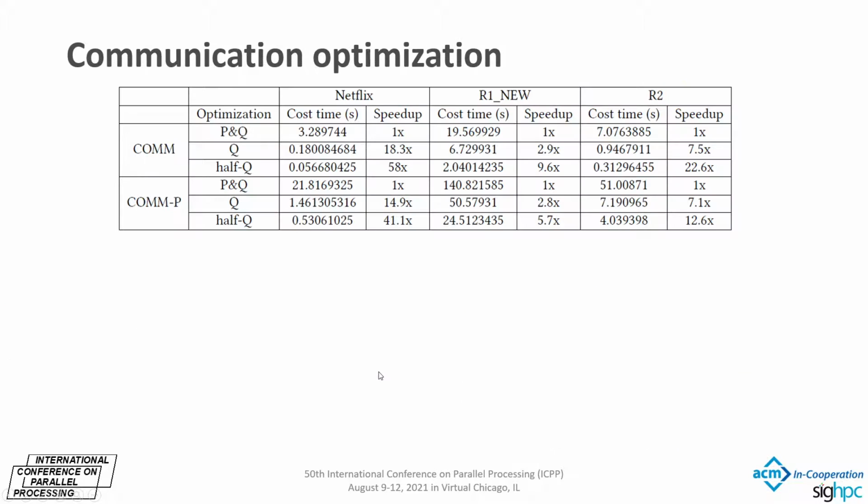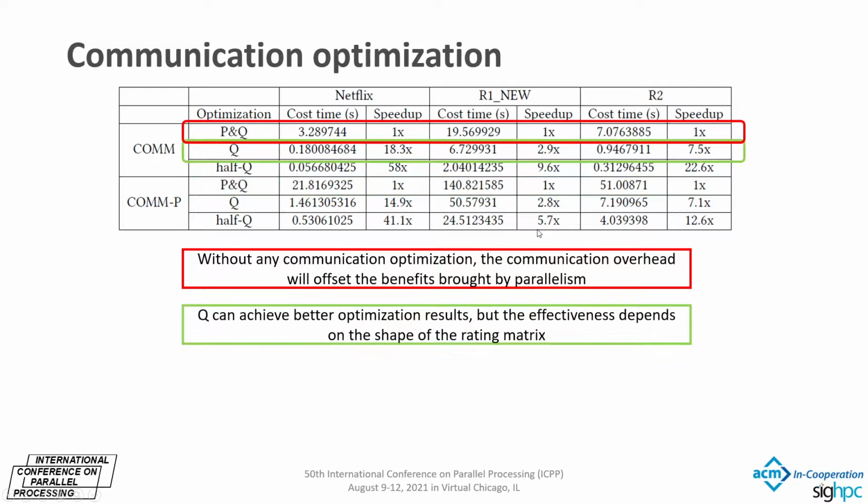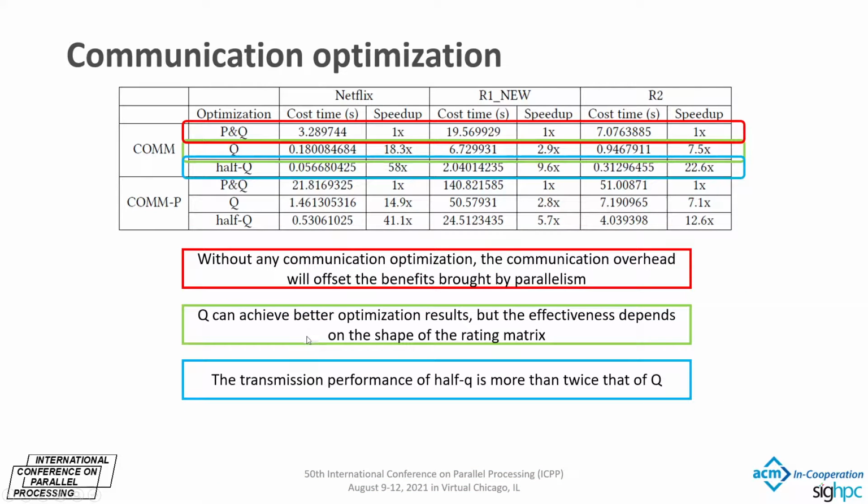Comparing COM and COM-P, it can be seen that the performance rules of the communication strategy is regardless of the implementation. Q can achieve better performance, but the effectiveness depends on the shape of the rating matrix. The transmission performance of half Q is more than twice of that Q. This may be because the combined data transfer will bring better performance.